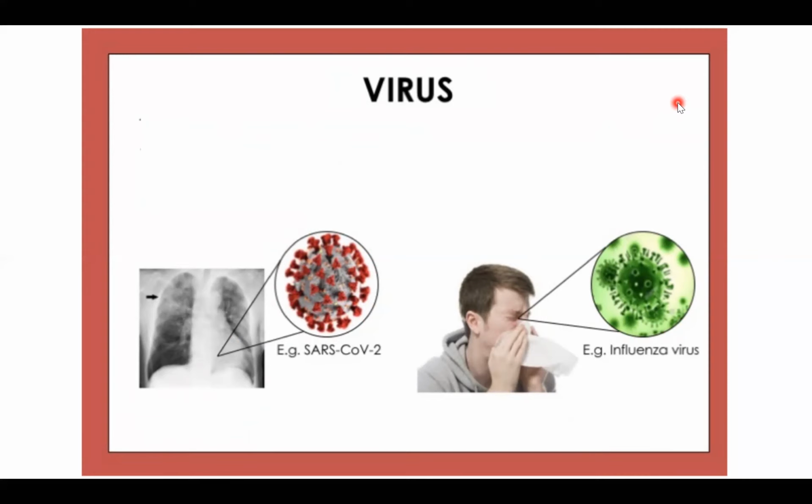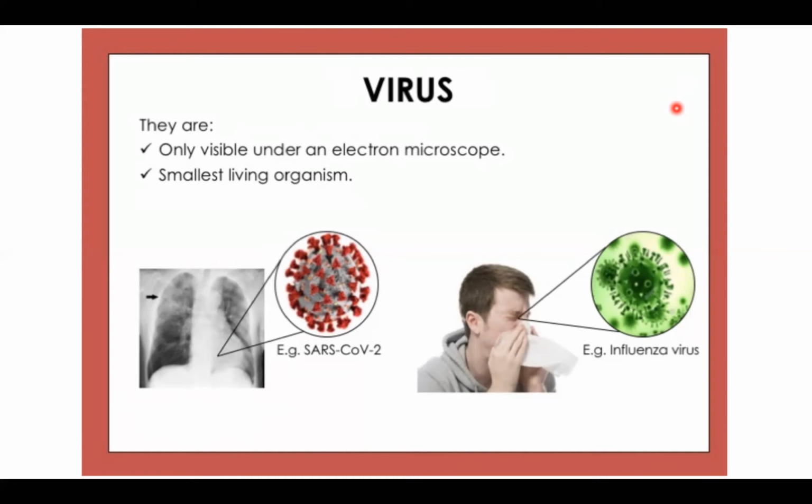Next is the virus. So you probably have heard of this word before. So what is a virus? A virus is only visible under an electron microscope. That means it can only be seen using a very special type of microscope, which is called an electron microscope. The virus is the smallest living organism. So in other words, compared to a bacteria, the virus is smaller. And as you know, the virus can cause disease.